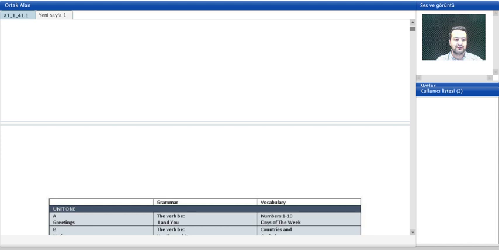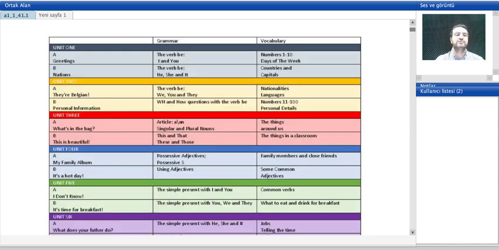So let's go down a little bit. We can see the table of contents. For Unit 1, we have greetings, we have a grammar part, and we have a vocabulary part. For the grammar part, we have I and you as the subject of the sentence. And for the vocabulary part, we have numbers 1 to 10, and we have days of the week. And for Unit 1b, we have nations, verb be with he, she, and it, and we have countries and capitals for the vocabulary part.